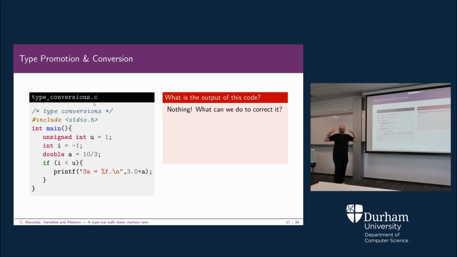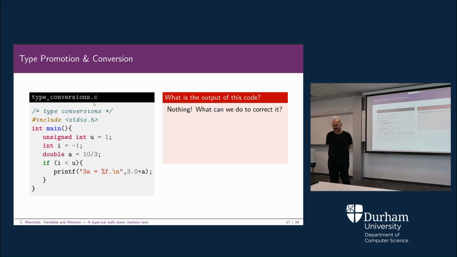Nothing. This program does not output. Now you might look at this line and say, well, i is always less than u. i is minus 1 and u is 1. But these are different types. You can only compare between things of the same type. Now this is a subtle thing. i is minus 1. So if you think about converting this bitwise to an unsigned int, this is going to be much, much larger than 1. It's basically wrapped back around, so it goes to the maximum value. So this program does not output.